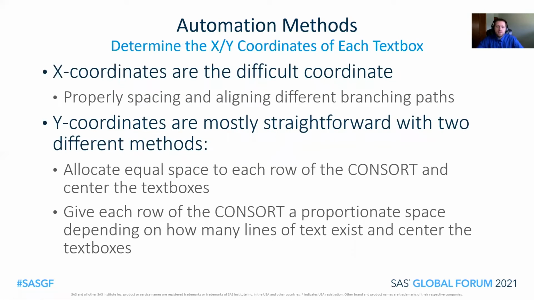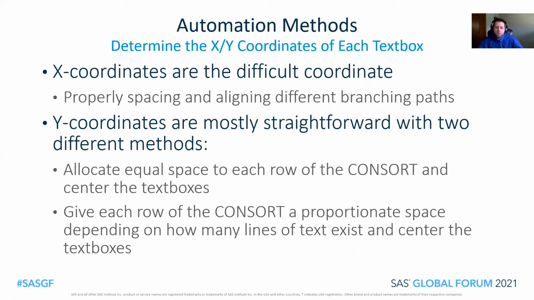Determining the XY coordinates of each text box. The X coordinates are the most difficult ones to actually calculate. You have to properly space them all, and as you can imagine, when you have different branching paths that might be unbalanced, maybe there's 2 paths on one side, 3 on the other, it's difficult to get the spacing correct.